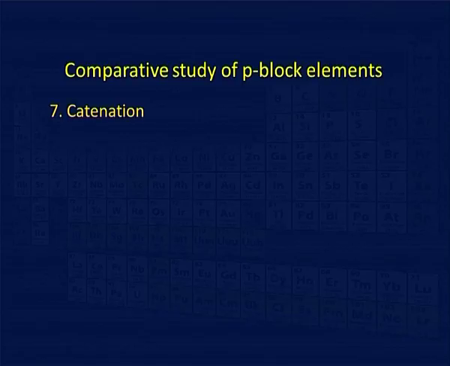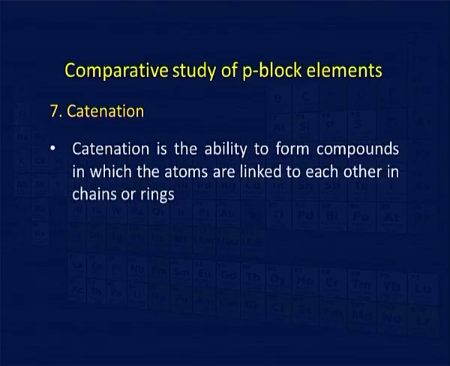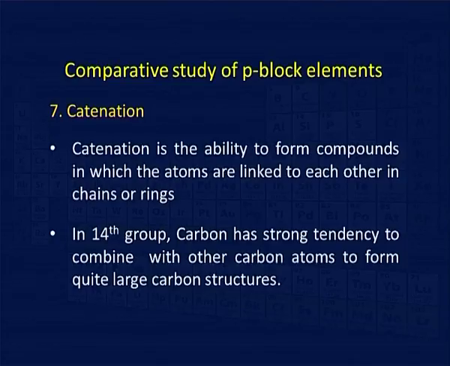Anyway, let us see another periodic property of this block. This is catenation. Catenation is the ability to form compounds in which atoms are linked to each other in chains or rings. The 14th group is very rich in catenation. Carbon has a very strong tendency to combine with other carbon atoms to form quite large carbon structures. Silicon also undergoes catenation in the 14th group.